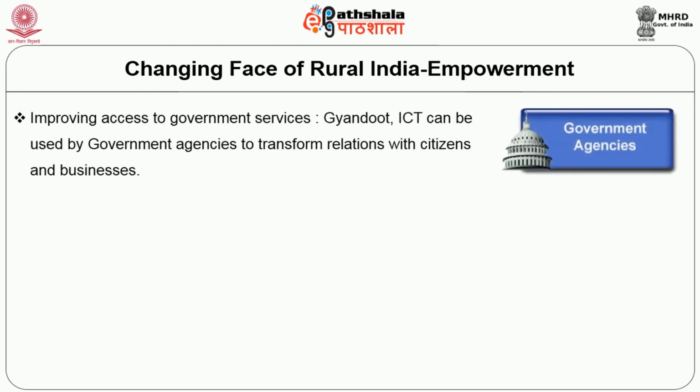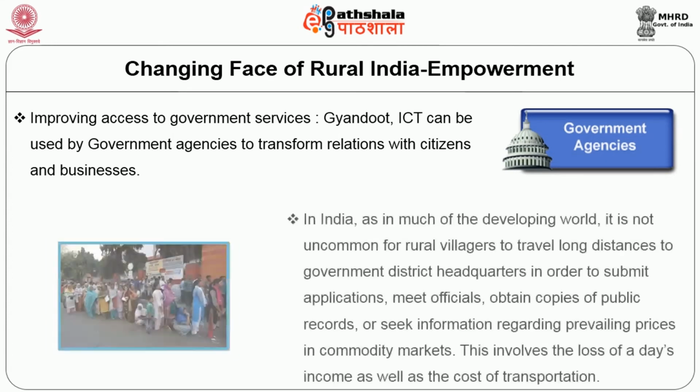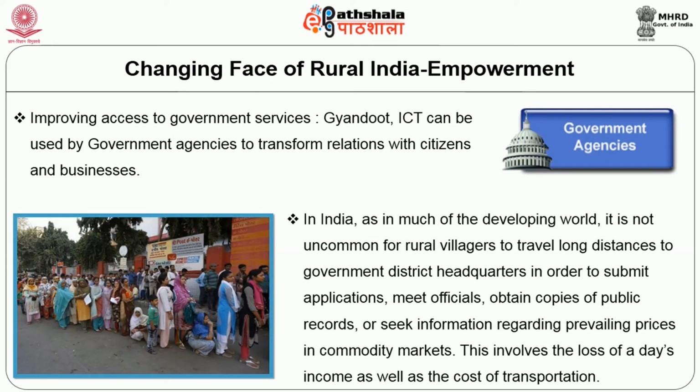Improving access to government services, Jnana Doot. ICT can be used by government agencies to transform relations with citizens and businesses. In India, as in much of the developing world, it is not uncommon for rural villagers to travel long distances to the government district headquarters in order to submit applications, meet officials, obtain copies of public records or seek information regarding prevailing prices in commodity markets. This involved the loss of a day's income as well as the cost of transportation.